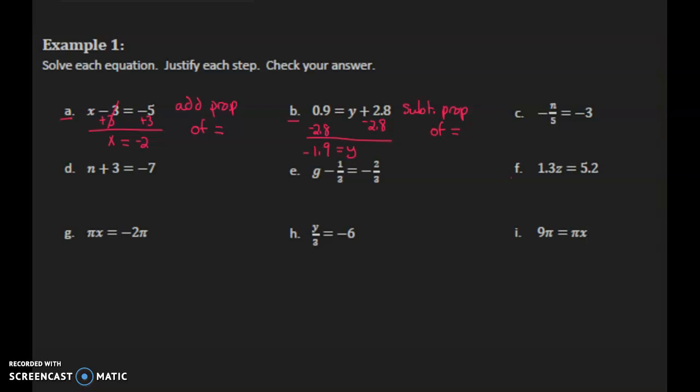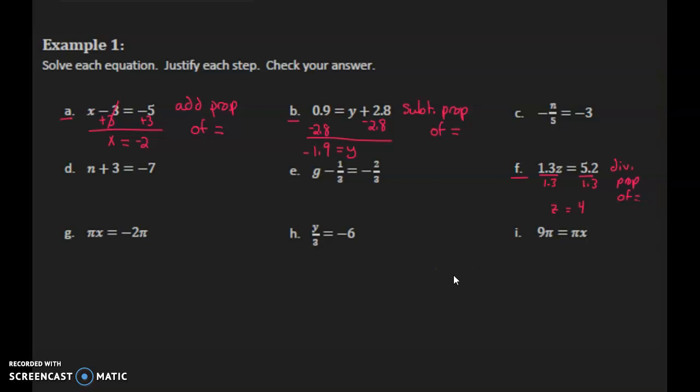Now I'm going to have you try example F. So go ahead and identify what your variable is and get it by itself using one of the properties of equality. Make sure to also justify each step. Okay, so 1.3 is multiplying times z, so the inverse of multiplication is division, so we will divide by 1.3 on both sides of the equal sign. We get z equals 4, and since we divided, we use the division property of equality.